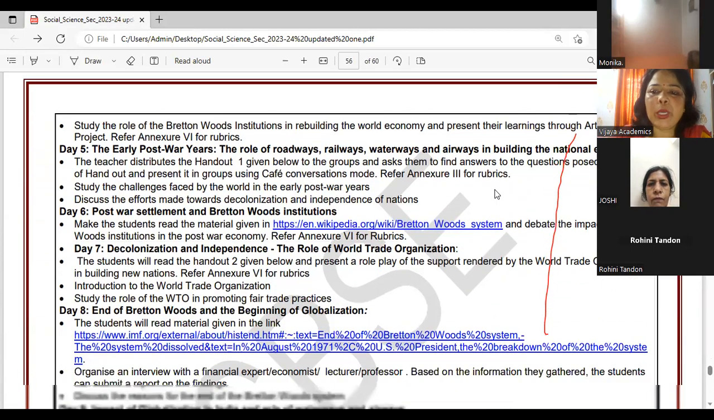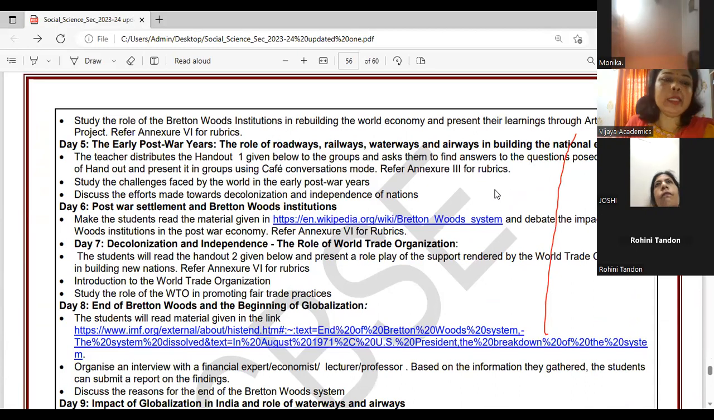Now, what you are going to do on day 5: the early post-war years, the role of roadways, railways, waterways, and airways in building the nation's economy. The teacher distributes the handout given below to the group and asks them to find answers to the questions posed at the end of the handout and present it in groups using cafe conversations mode. Refer to Annexure 3 for rubrics.